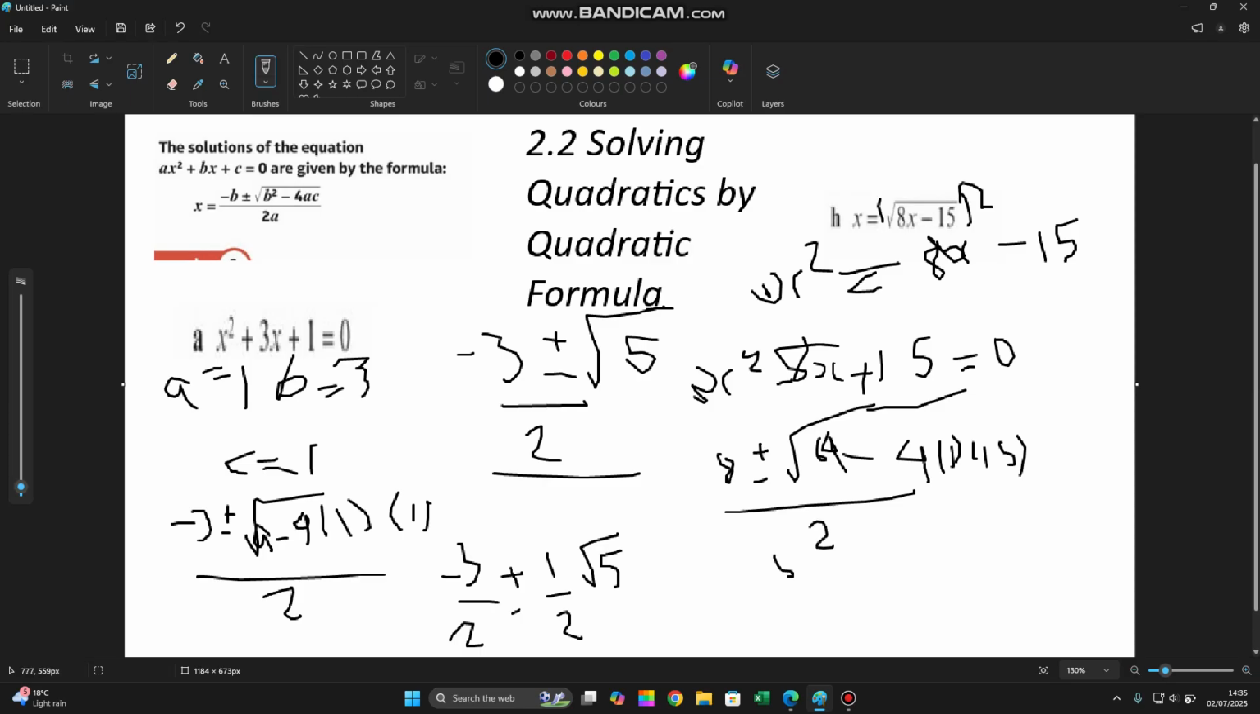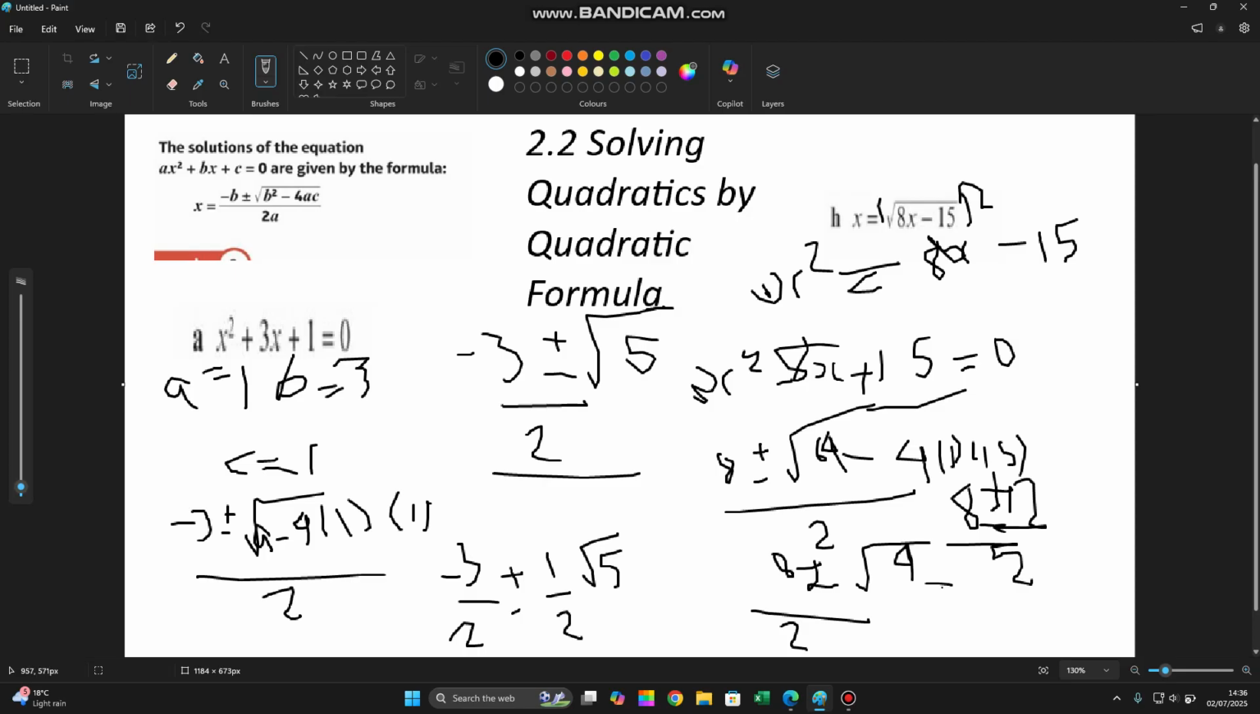So we get 8 plus or minus the square root of 64 minus 4 times 15, which is 60. So you have 4 over 2. Now the square root of 4 is actually 2, so the answer is 8 plus or minus 2 over 2.